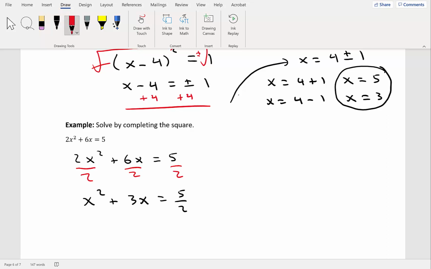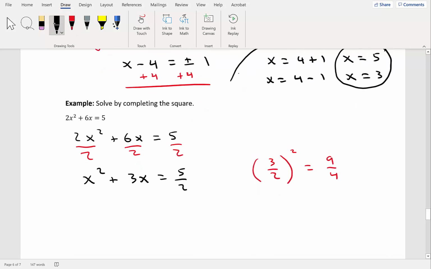So now I have to take half of the coefficient of x. So my coefficient of x is 3. So I'm going to take half of 3. So I get 3 over 2. And now I'm going to raise that to the second power. So 3 over 2 raised to the second power gives me 9 over 4. So I have to add 9 over 4 to both sides of the equation. I have x squared plus 3x plus 9 over 4 is equal to 5 over 2 plus 9 over 4.